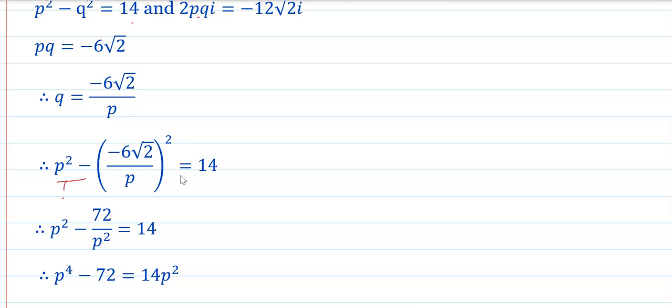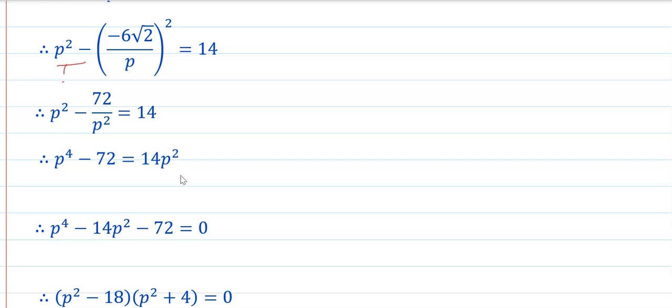Then we square it. What is the square of 6? 36. 36 into 2, 72 upon p square is equal to 14. Multiply on both sides by p square. Then what will we get here? p raised to 4 minus 72 upon p square into p square. p square gets cancelled. You will get minus 72. 14 into p square. Okay, we get this quadratic equation here. So the equation we got is p raised to 4 minus 14 p square minus 72. Okay, the multiplication is how much? Minus 72 p raised to 4.